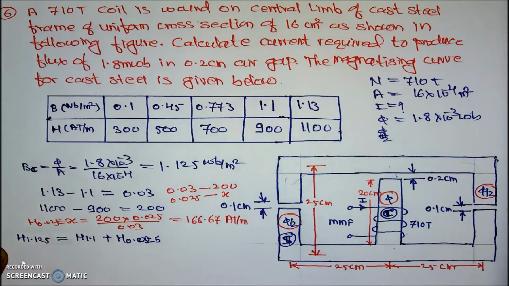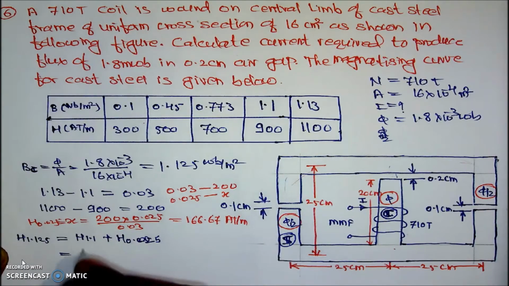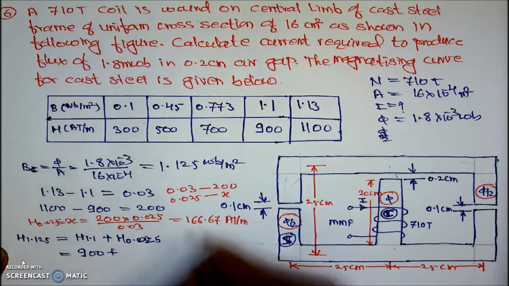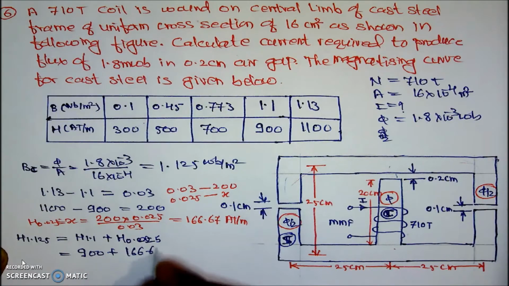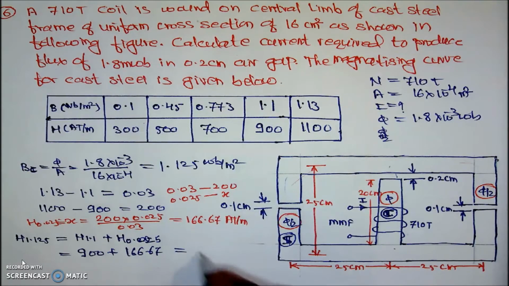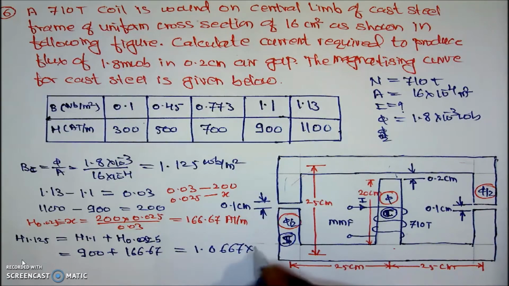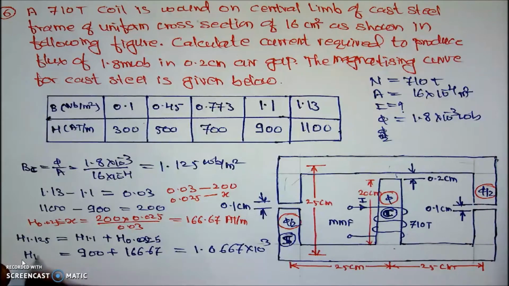And if we are finding this value, H at 1.1 is 900. This is 900 plus this value, 166.67. If we are calculating this total value, it is found to be 1.0667 into 10 raised to the power of 3. This is H at 1.125. And from this case, we can find out the mu for the central limb.